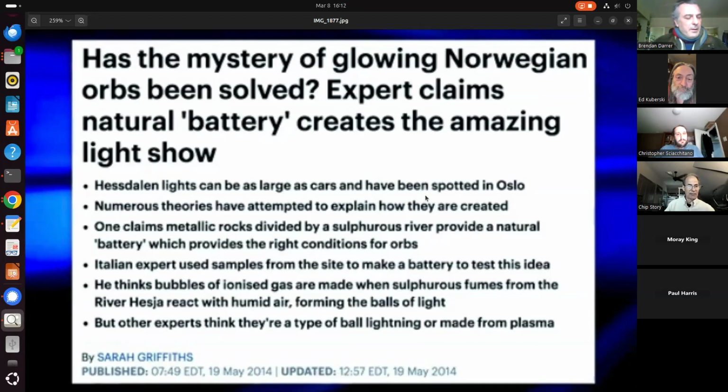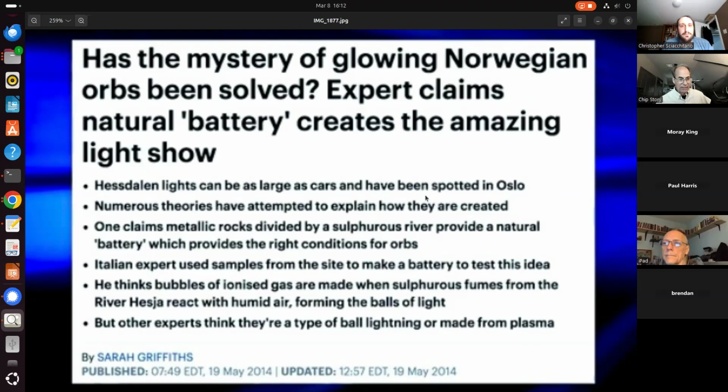Relative to the Hessdalen lights: has the mystery of glowing Norwegian orbs been solved? Experts claim a natural battery creates the amazing light show. Hessdalen lights can be as large as cars and have been spotted in Oslo. Bullet two, numerous theories have attempted to explain how they are created. Bullet three, one claims metallic rocks divided by a sulfurous river provide a natural battery which provides the right conditions for the orbs.